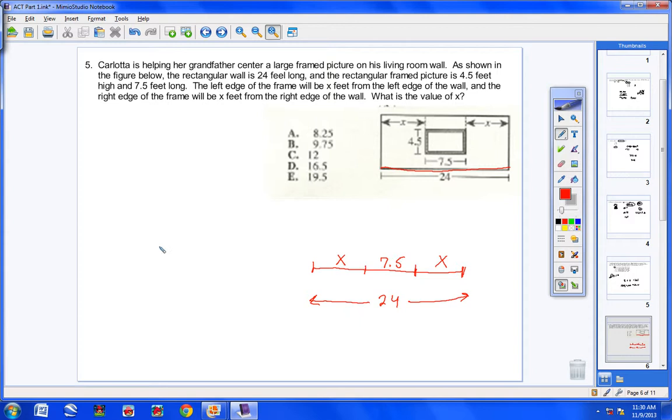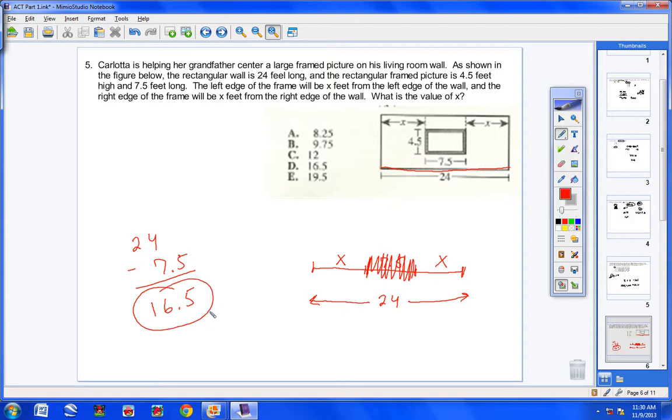So if the whole distance all the way across is 24, then I'm going to take 24 and I'm going to subtract out 7.5. So 24 minus 7.5 should be 16.5. Okay, now notice they gave you that answer right there. They're trying to trick you. They gave you 16.5, and that's wrong.